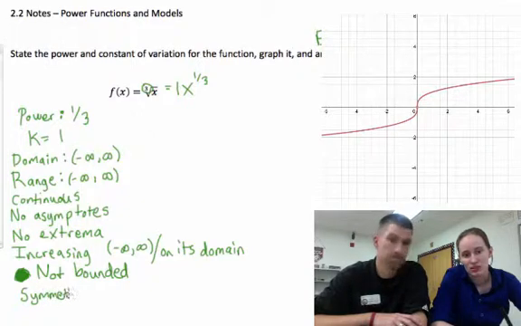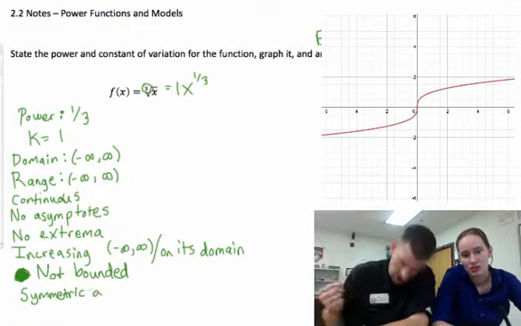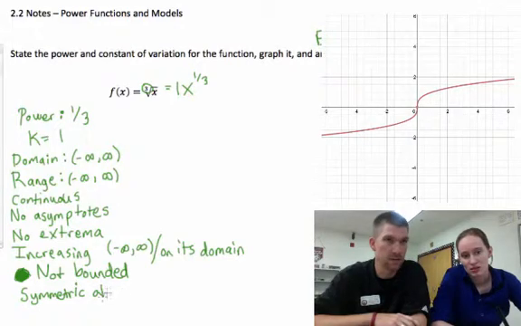Yes, symmetric about the origin. Yeah, good guess. I love it when I get those guesses right. It wasn't because you know what you're talking about? It was totally because I knew what I was talking about.